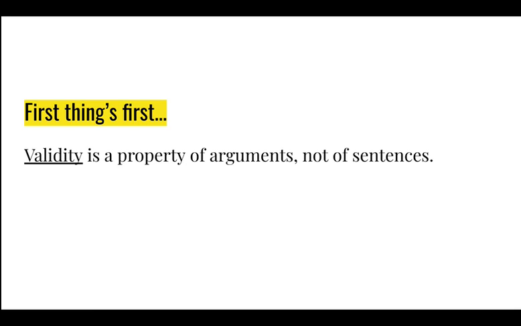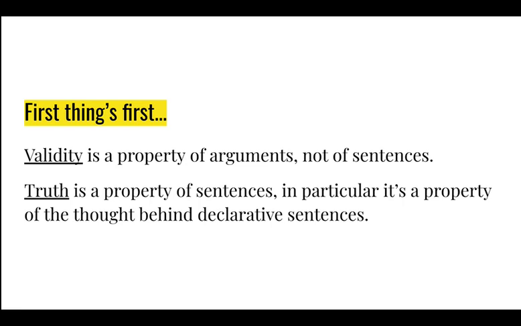Having said that, let me introduce the concept of truth. I'm sure you've already heard of it. We're going to distinguish this from validity later, but notice right off the bat that here is one important distinction. Truth is a property of sentences. In particular, it's a property of the thought behind declarative sentences. I won't get too much into this whole idea of thoughts behind sentences now. We will do that later. But for now, notice that declarative sentences are the only ones that you can say are either true or false.